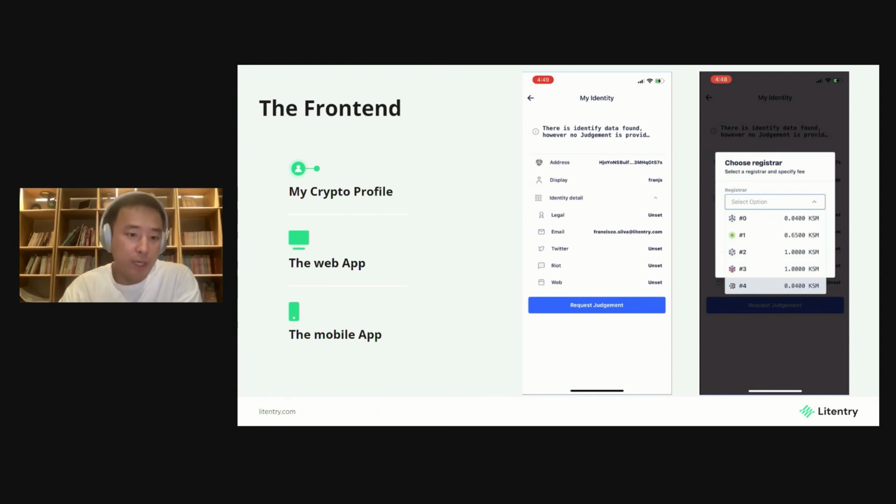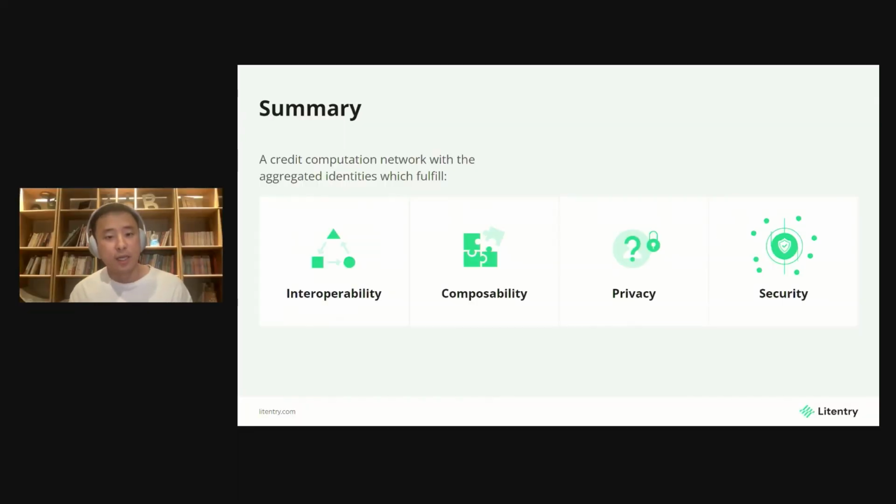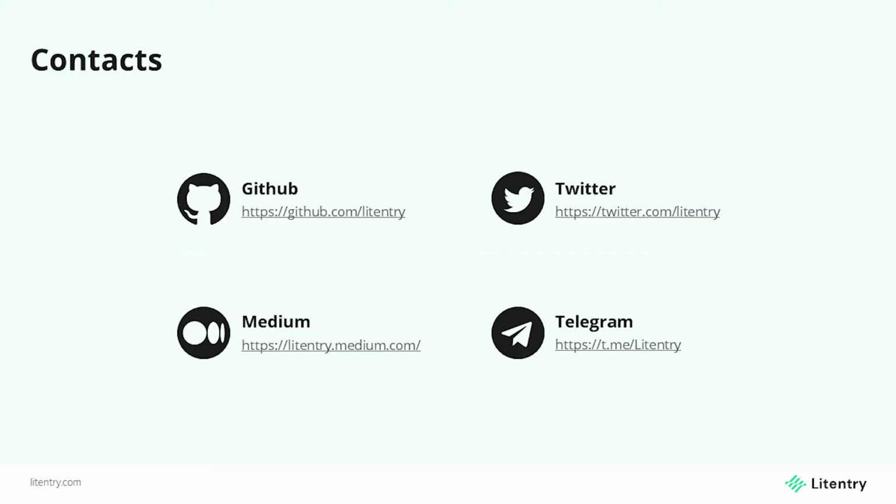It's still in development, but we are going to release it soon, I think. Yeah. So thanks to the Substrate framework, we create this credit computation network and realize interoperability with the aggregated identity, and also we achieve composability and help users protect their privacy, and actually use Polkadot and Kusama to ensure the security for our blockchain. Yeah, that's pretty much it.